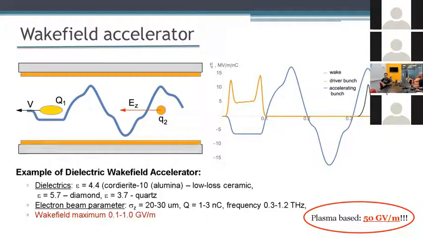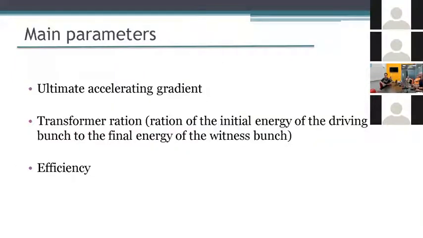No, that's good. All right, so I guess we covered the way it works, and now we'll talk about some main parameters. We briefly mentioned them. So that's the ultimate gradient, and the transformer ratio, basically the ratio between the decelerating field and accelerating field. The higher the ratio, the higher the energy of the trailing beam when the drive beam is completely depleted.